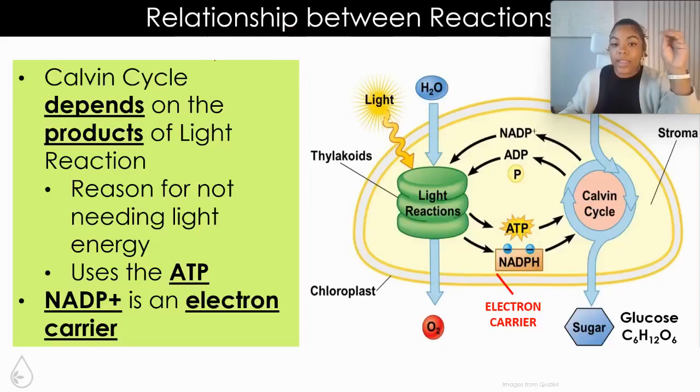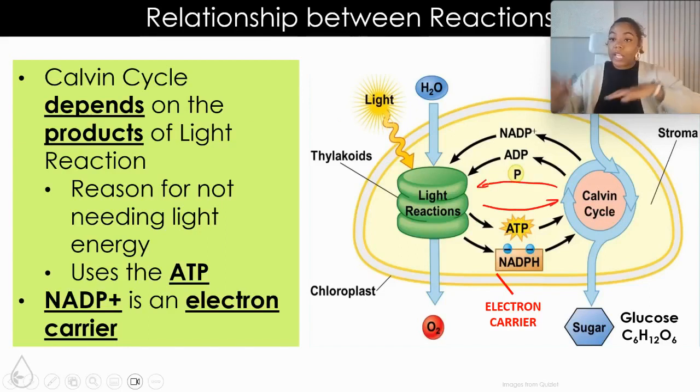Hopefully you got that. Now that we discussed the two stages of photosynthesis, we need to talk about how they're dependent on one another. Because as you can see from this diagram, you have arrows pointing to and from each of these stages, kind of like a cycle. And that shows that these reactions or stages are dependent on one another. So now the question is, how are they dependent?